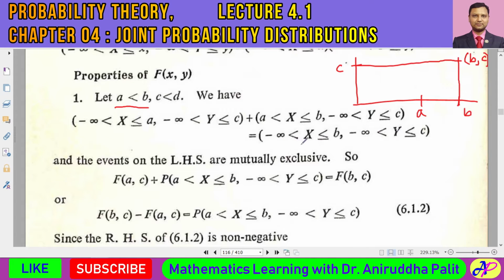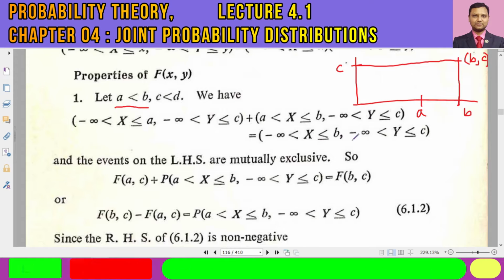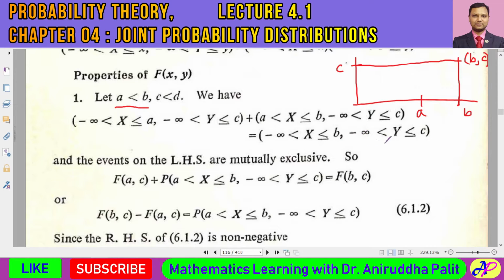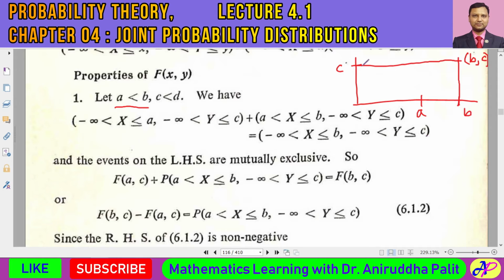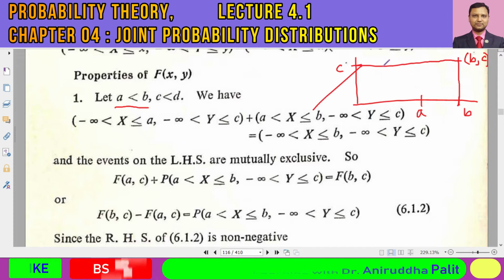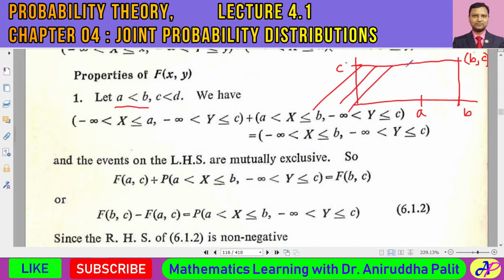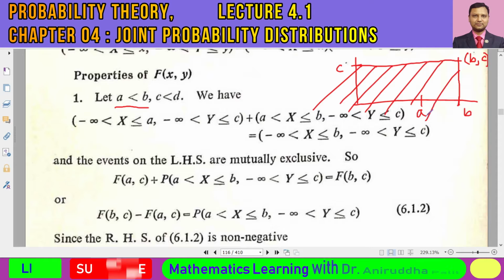So minus infinity less than x less than or equal to b, and minus infinity less than y less than or equal to c, will represent this kind of zone. Is it clear so far? Is this much clear? Yes, sir. Okay.